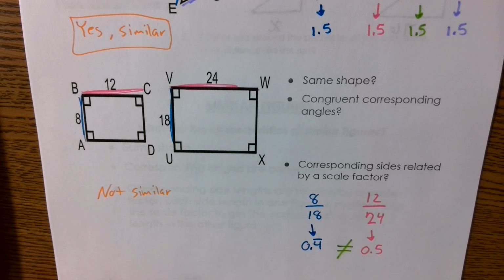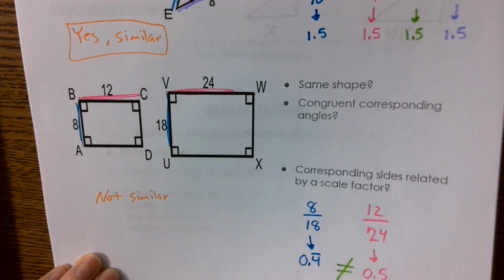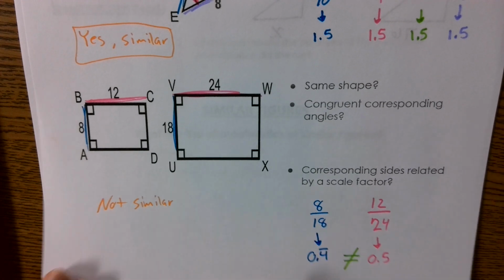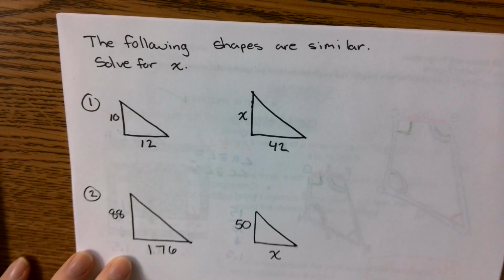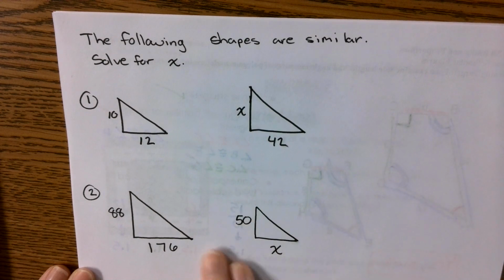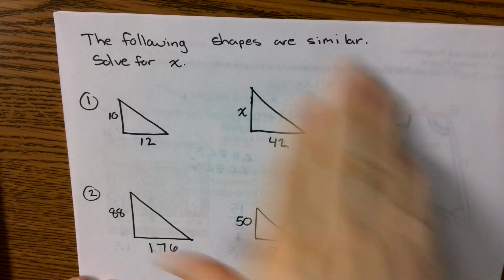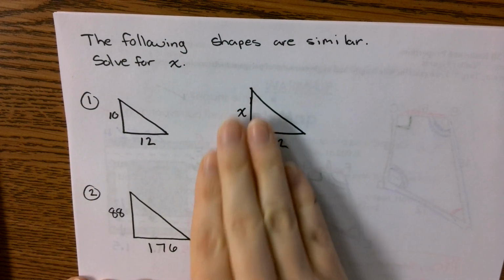All right, real quickly, I want you to take page 3 and flip it over to the back. There's nothing on the back, but we're going to do a couple of quick little problems to help you with your quizzes that you're going to be doing later. So here, I'm telling you that these are similar figures. We want to go ahead and solve for x.